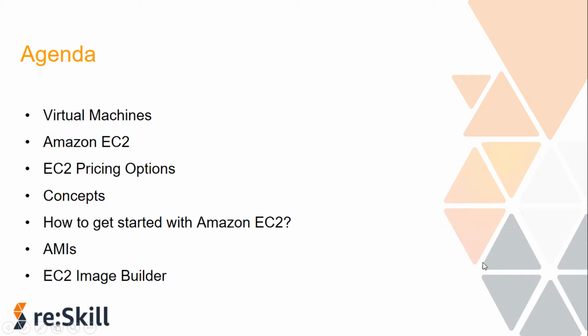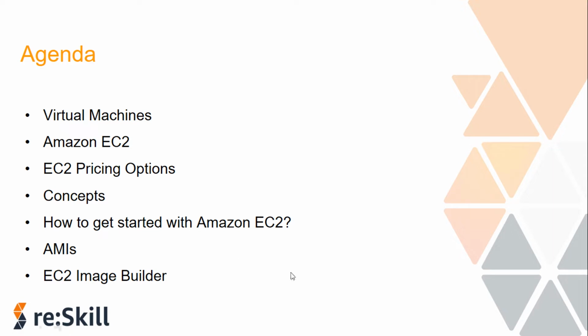So here's the agenda for today's video. We will be first learning about what virtual machines are, and then we will proceed towards what is Amazon EC2, different pricing options that are available for Amazon EC2, all the concepts that come within the launch process of EC2 and all the related concepts, and how to get started with Amazon EC2 by launching your first EC2 instance on the AWS console, and all about AMIs, which are Amazon Machine Images, and then how to automate the process of AMI creation using EC2 Image Builder. All these things and many more we will be discussing in today's video.